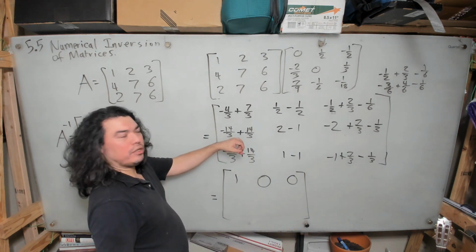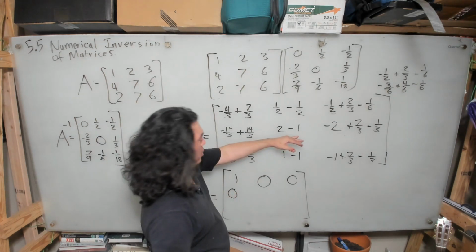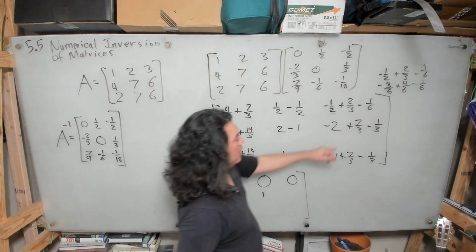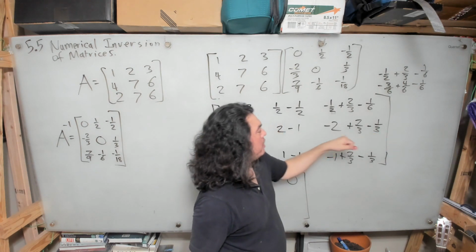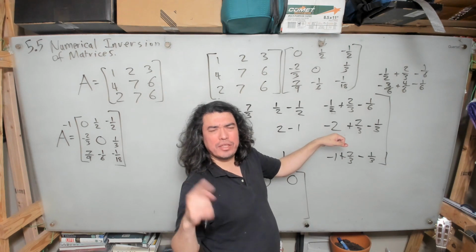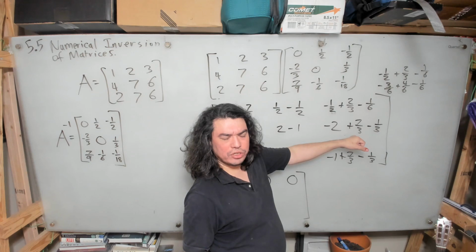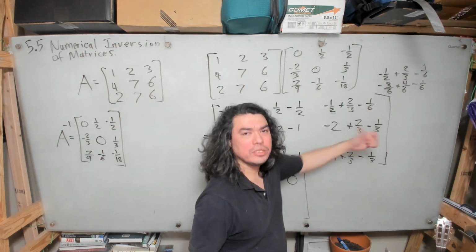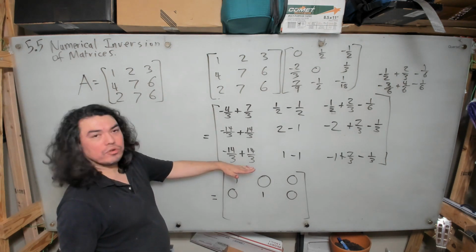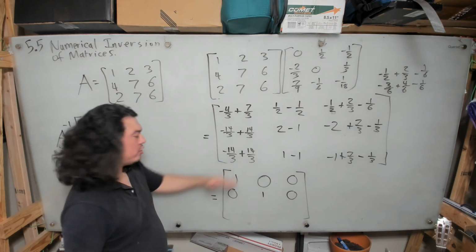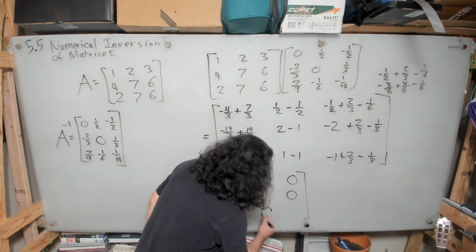Negative 14 thirds plus 14 thirds, that's 0. 2 minus 1, 1. Negative 2 plus 7 thirds minus 1 third. I can see that 6 divided by 3 is 2, right? So this is negative 6 thirds plus 7 thirds is 1 third. Minus 1 third, 0. Negative 14 thirds plus 14 thirds, that's again 0. 1 minus 1, that's also 0, right?